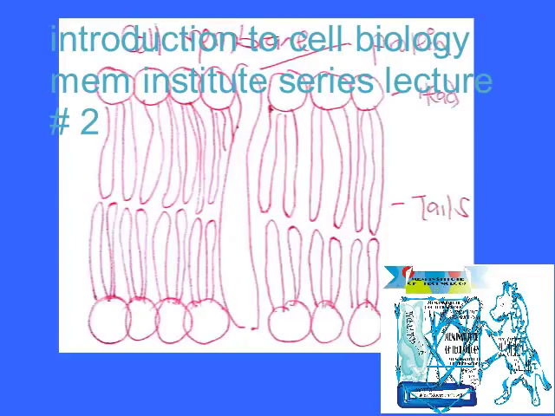Concentration gradient, also known as chemical potential, exists if the concentration of a given molecule or ion is different on the two sides of the membrane.